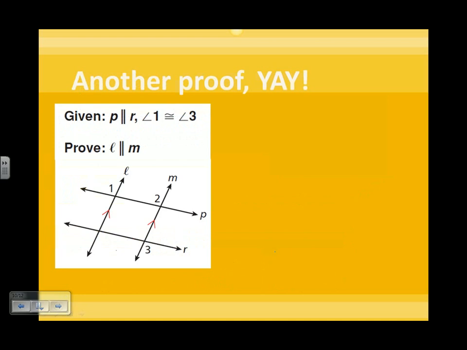Okay, another proof. Here we're going to prove that two lines are parallel because that's what this whole section is about, but by being given some particular information to start that isn't necessarily the same as one of the theorems or postulates that we've learned. So I'm going to set my T-proof up. Statements and reasons, or two-column proof, I'm sorry. Sometimes called a T-proof.